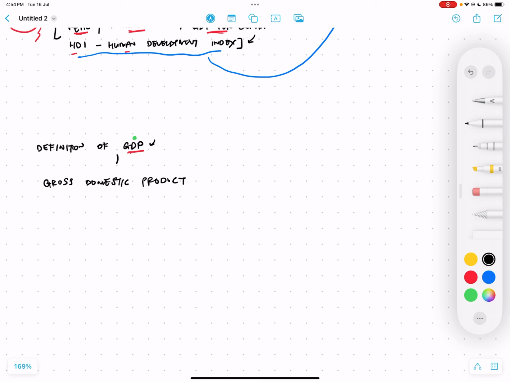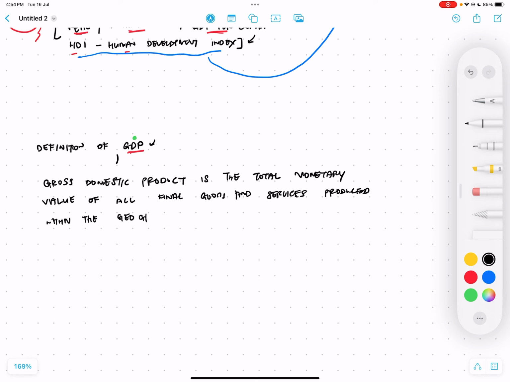So the gross domestic product of a country is the total monetary value of all final goods and services produced within the geographical boundary of a country in a given period of time. Okay, so that's the definition for GDP.